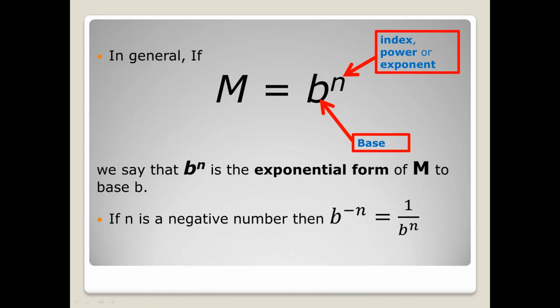Now, if n is a negative number, then b to the power of minus n equals 1 divided by b to the power of n. So this can be inverted, and we write it in this way. We define b to the power of 0 equals 1. Always, any number raised to the power of 0 is equivalent to 1. This is a definition.